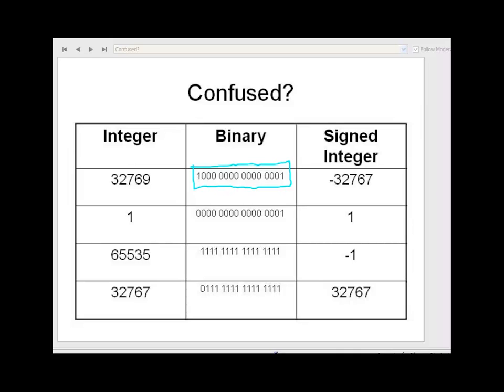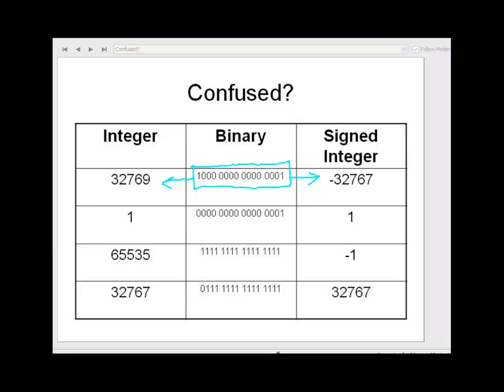Because if that number is an integer, the PLC looks at it and says, okay, that's 32769. If that number is a signed integer, the PLC looks at it and says, okay, that number is minus 32767. So the same binary number can look like two different decimal numbers. Hopefully the PLC is keeping track of what's what, whether it's an integer or a signed integer.